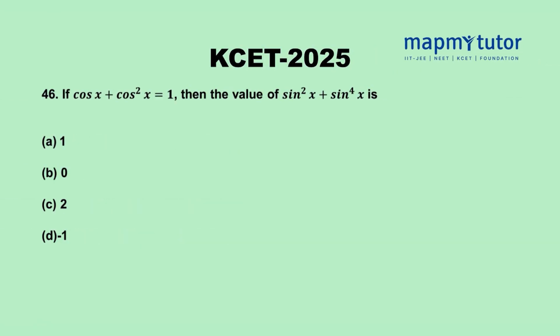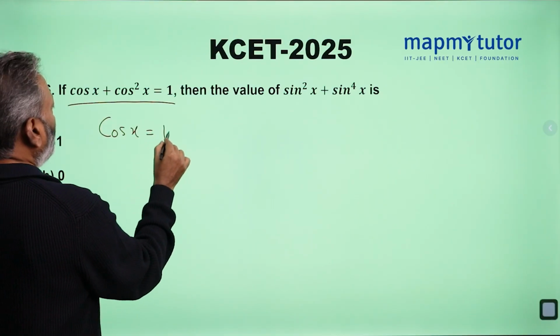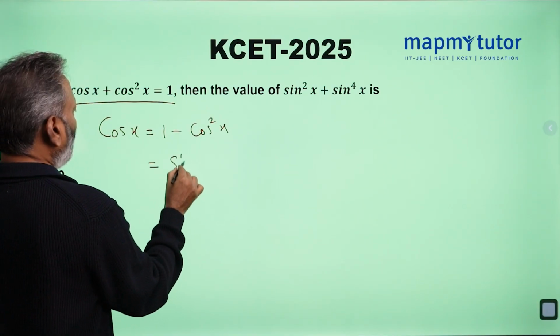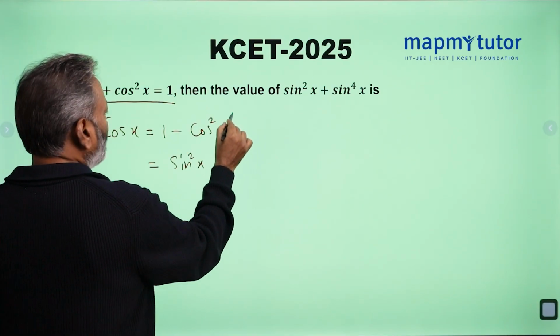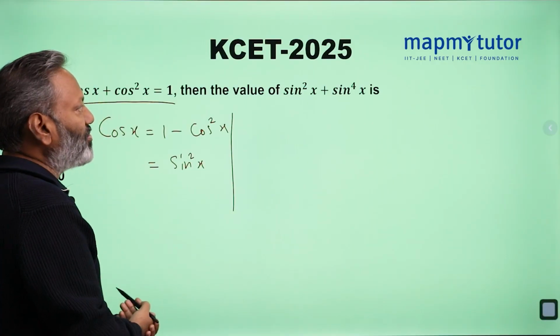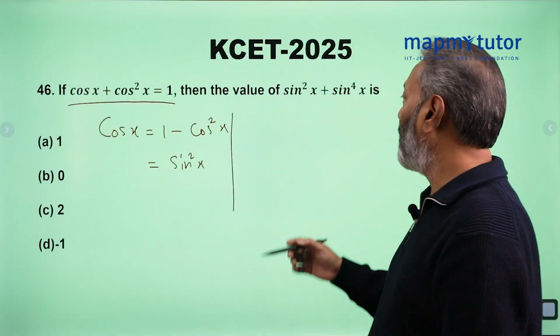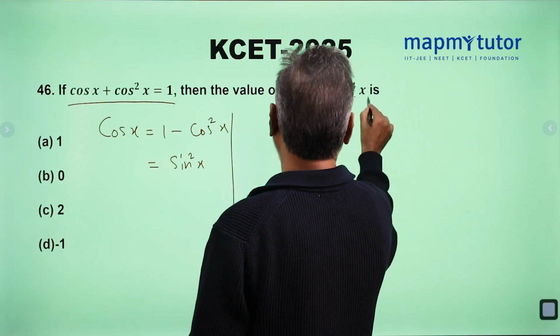Cos x plus cos square x equal to 1. Simple, I'll change it like this: cos x equal to 1 minus cos square x, which gives you sine square x. Why did I change it in terms of sine square? Because the expression to evaluate is in terms of sine. So what is that expression I have to simplify? Sine square x plus sine power 4x.